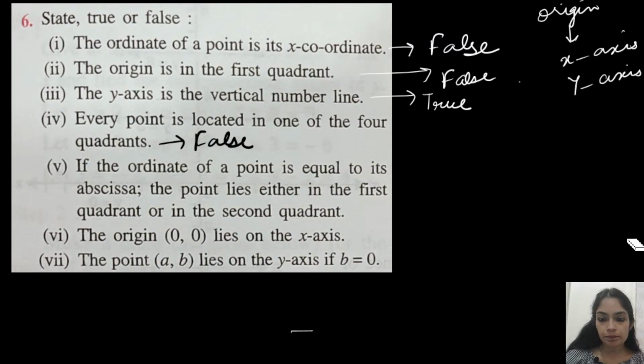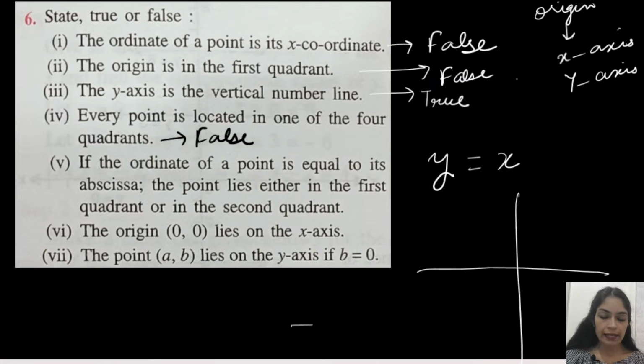Next, the fifth one. If the ordinate of a point is equal to its abscissa, ordinate means y, that means y is equal to x, the point lies either in the first quadrant or in the second quadrant. So this one, 5a, is false. They are telling that if x and y are equal, it should lie either in the first quadrant or the second quadrant.